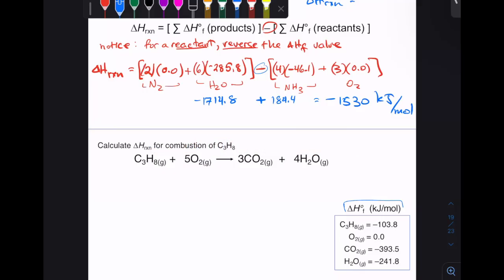So let's use our equation. We're going to start with the products. So delta H of reaction. That's going to be 3 moles of carbon dioxide. And the delta H of formation for carbon dioxide is here at negative 393.5 kilojoules per mole. And to that, we're going to add 4 moles of H2O.